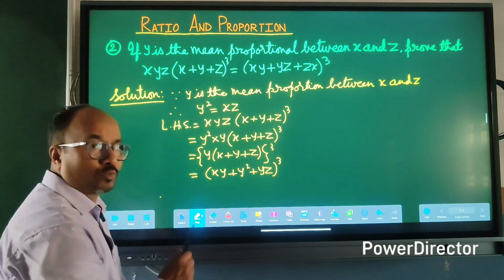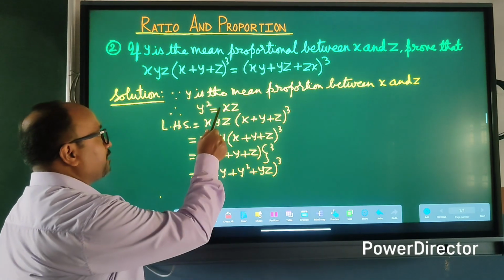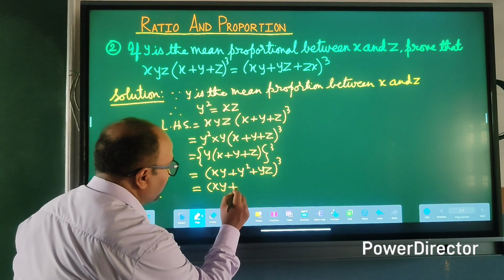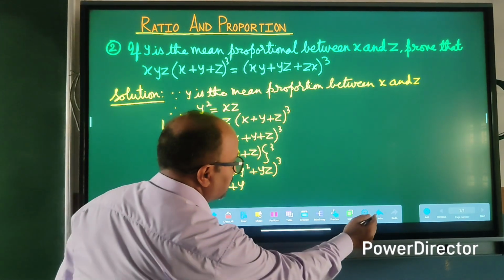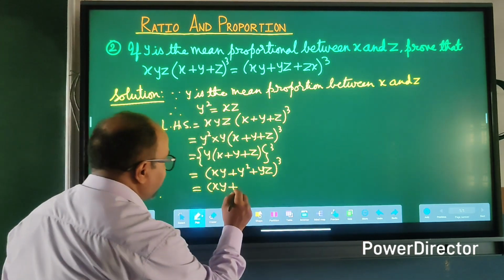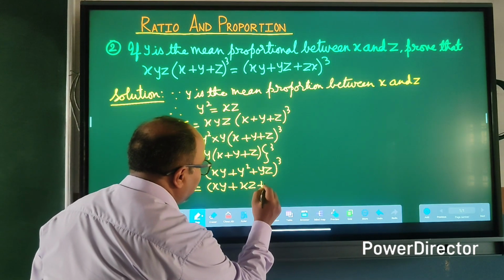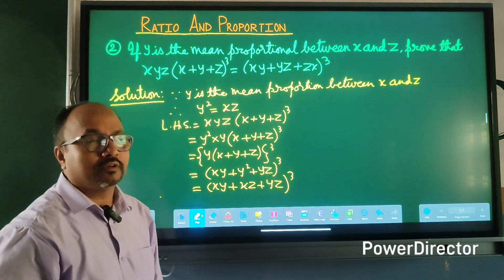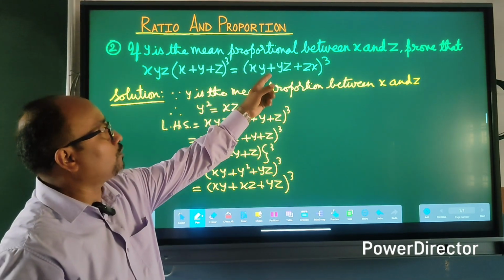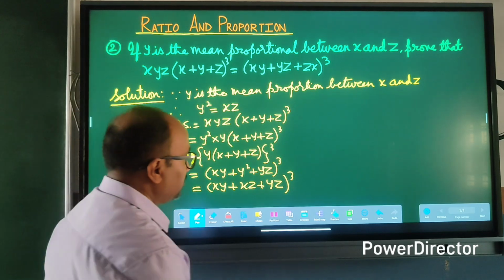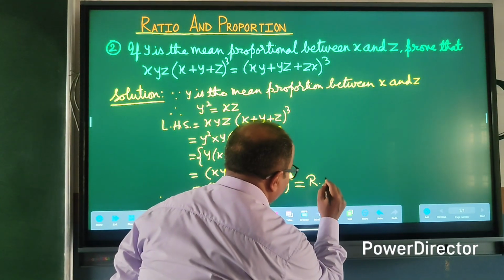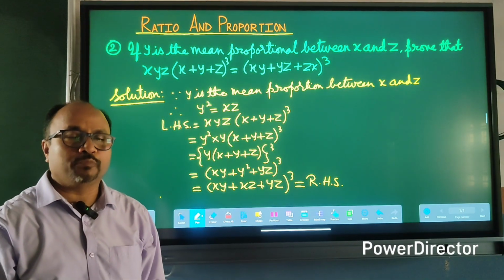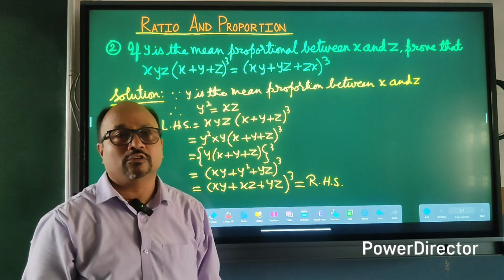Now coming here is y square. This y square can again be replaced with xz. So I have xy plus xz for y square and then yz, and write it as a cube, and that is equal to what was asked in the RHS part. So I can write it equal to RHS and the sum is done. Hope you find this an easy way to solve this sum.